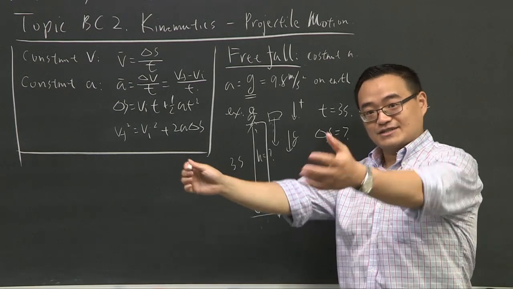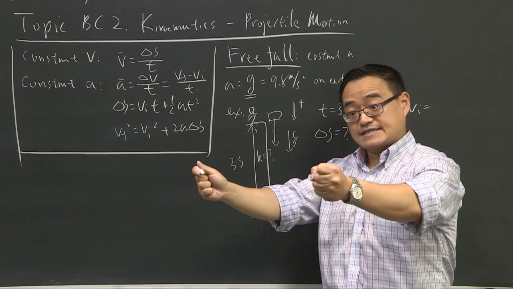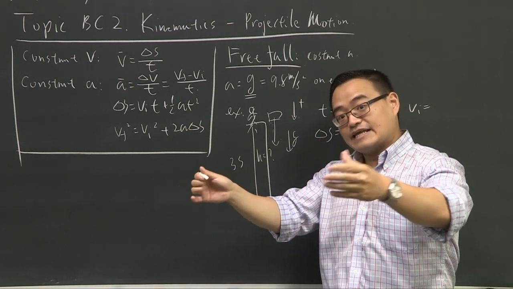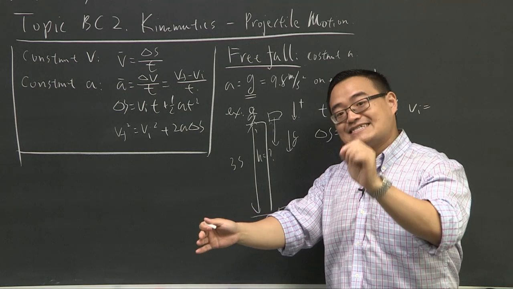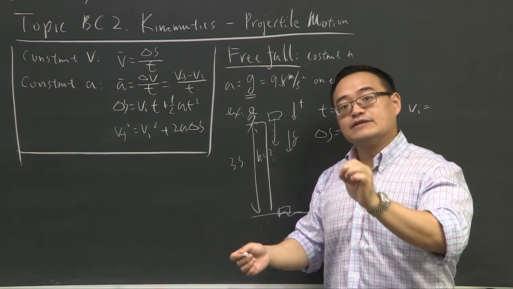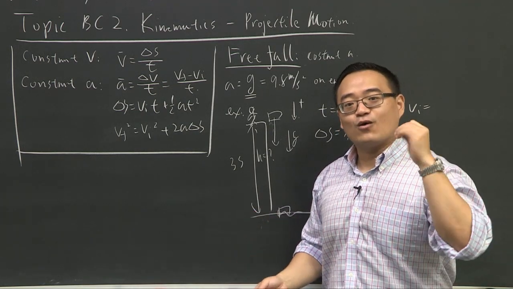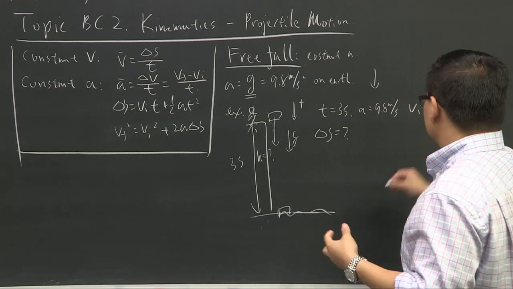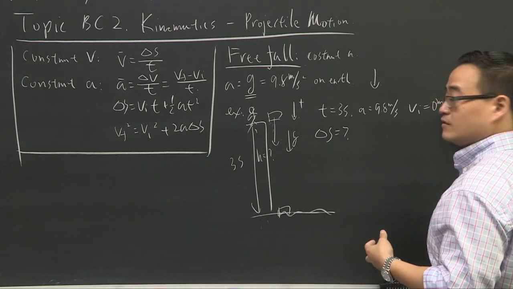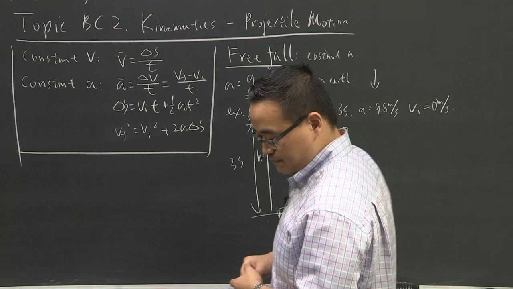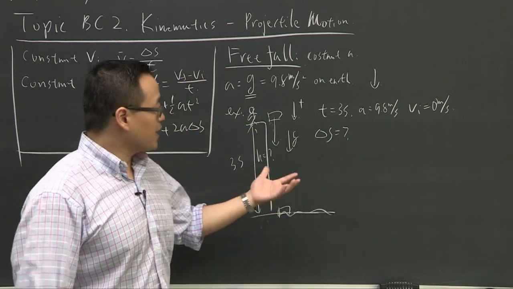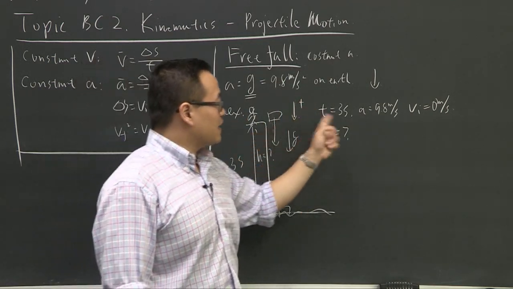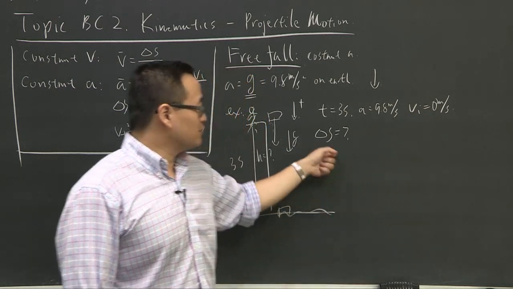What is my initial velocity? I didn't move it. I simply let it go. The instant I let it go, the velocity of the box was 0 meters per second. Again, always watch out for these implied conditions. So, here we go. I know 3 things: the time, the acceleration, and the initial velocity. I'm looking for displacement.